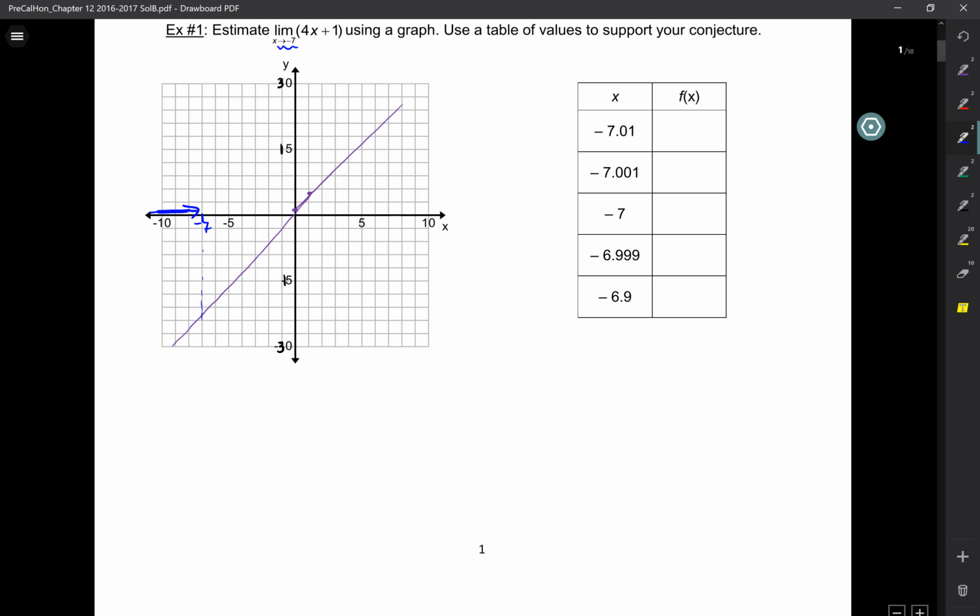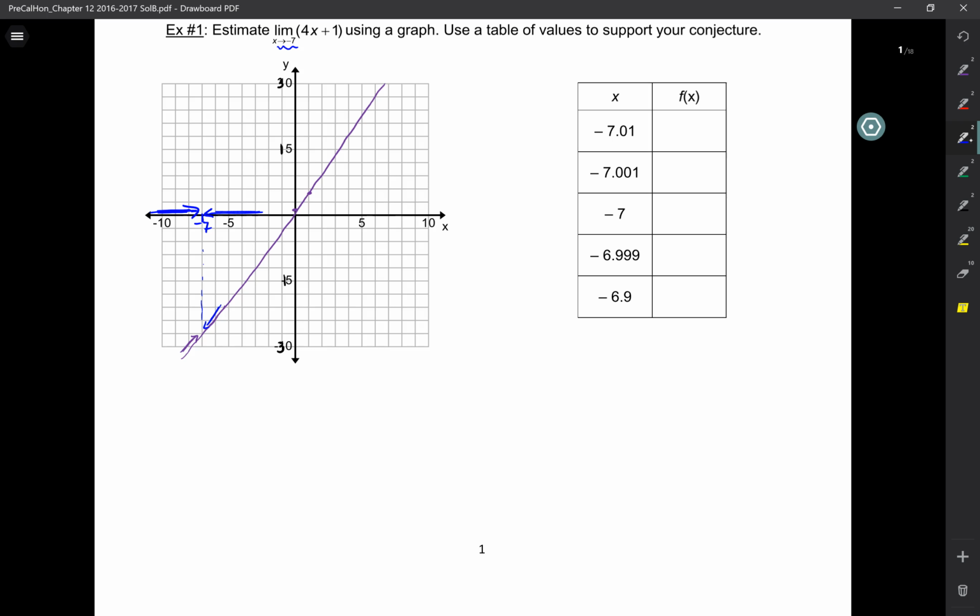Do I have this drawn correctly? Okay, so hang on. X approaches -7. It looks like the y value is approaching what? Negative how much? -27. Okay, and as x approaches -7 from the right side, where does it look like the y value is approaching? -27.